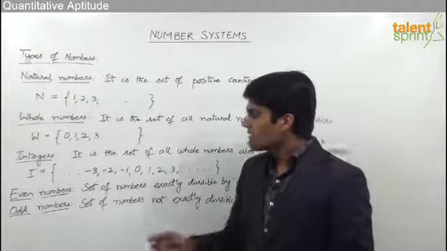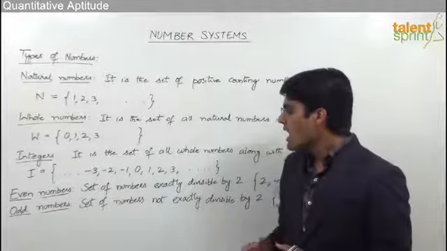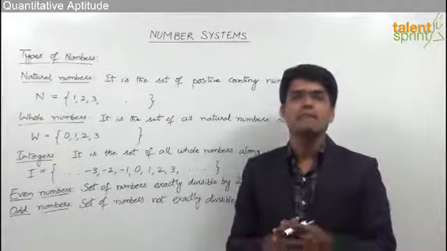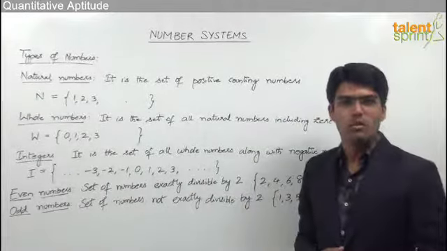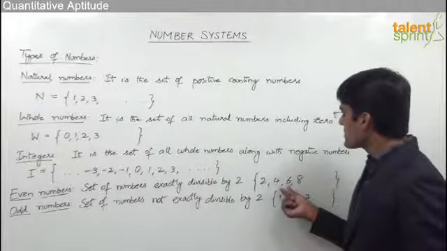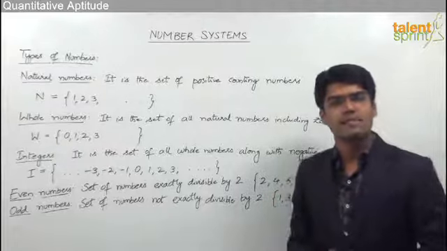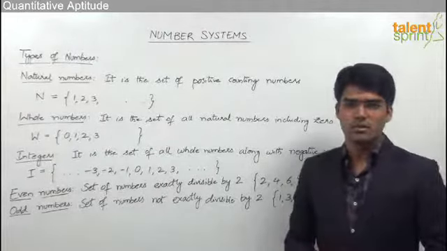Then the next classification here is even numbers and odd numbers. Even numbers, as we know, are those numbers which are exactly divisible by 2. This is a set of numbers that is exactly divisible by 2, or we can say these are the exact multiples of 2. So 2, 4, 6, 8 and so on are examples of even numbers. Why? Because these are the numbers that are exactly divisible by 2.